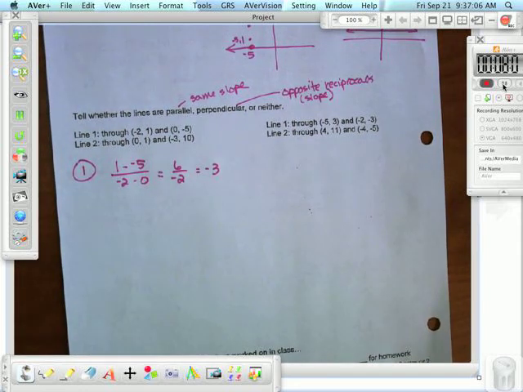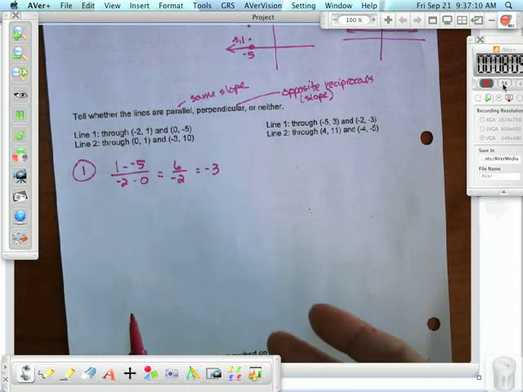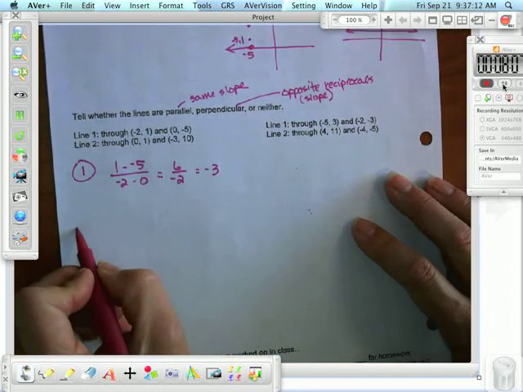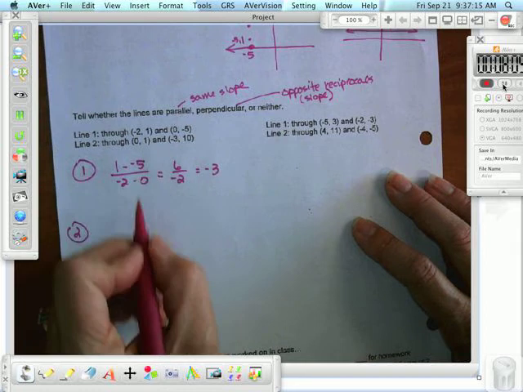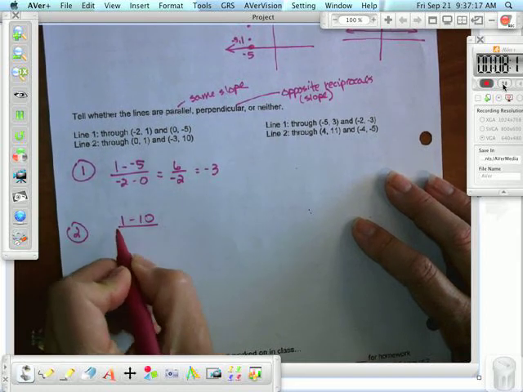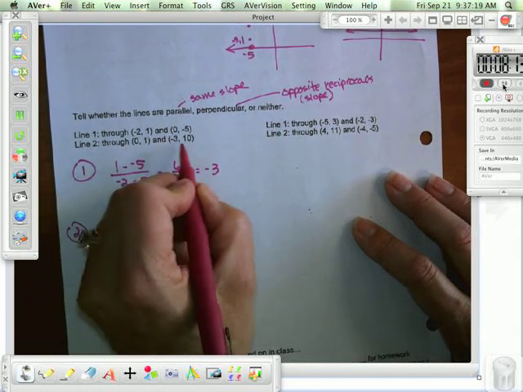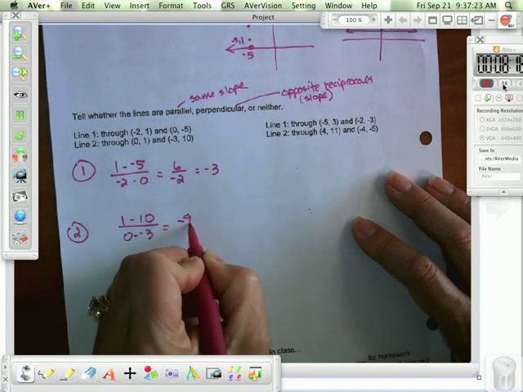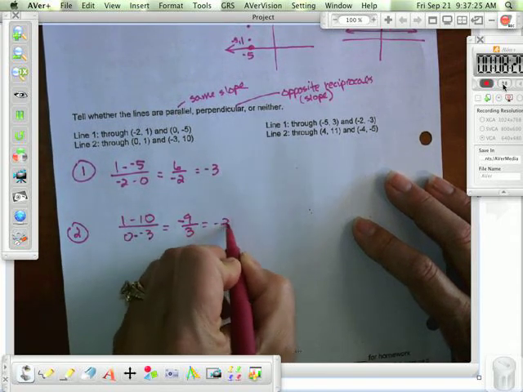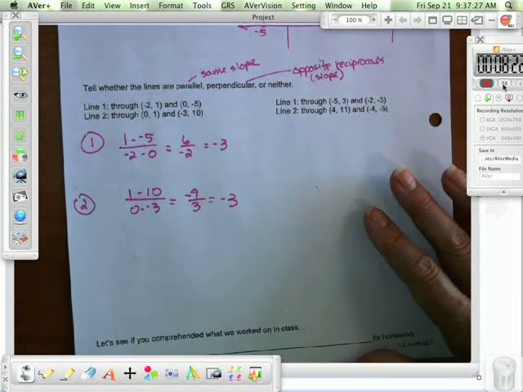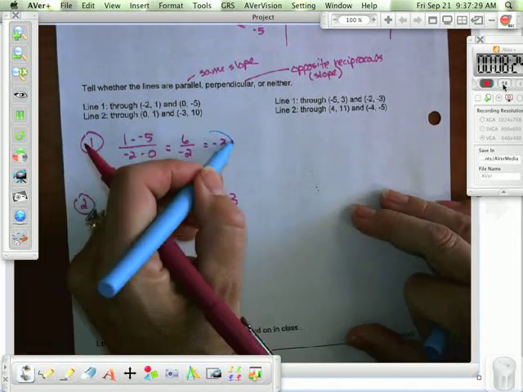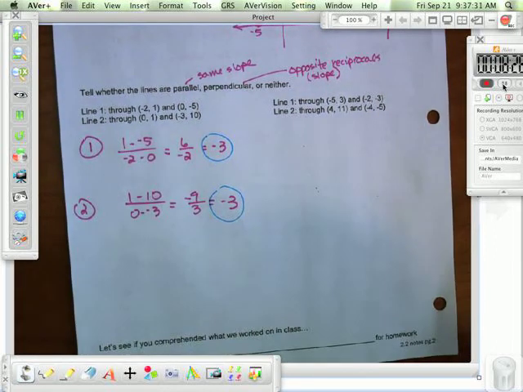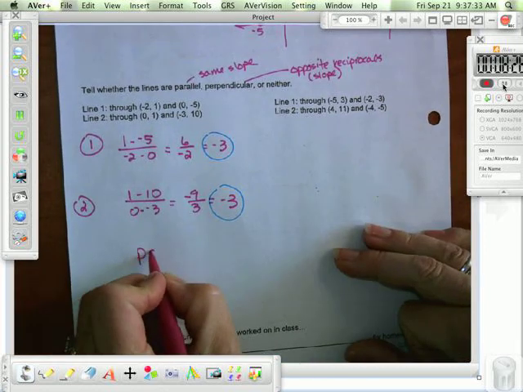I actually prefer the table method. Are you guys more used to this method? Yeah. Okay. All right, in line 2, 1 minus 10. Subtract the y's, sorry, and subtract the x's. Negative 9 over 3 equals negative 3. Oh, look at that. Same slope. So they're parallel.